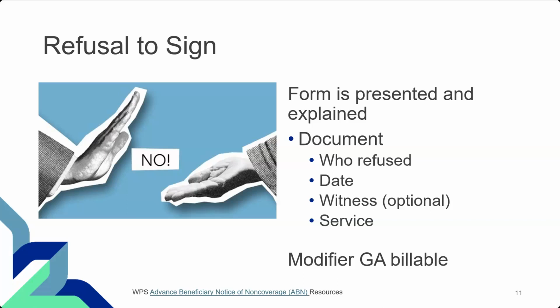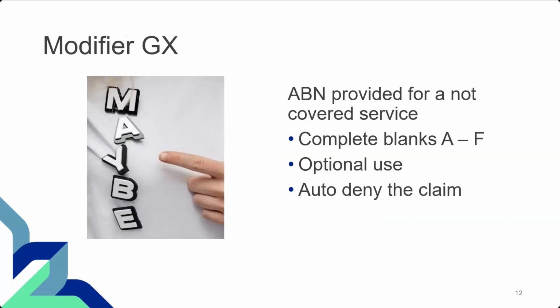If you do have a properly documented refusal, you still will use modifier GA. And that was one of the questions. Which modifier do I use? And the answer is GA. It's the same thing. It's called a properly executed advance beneficiary notice of non-coverage. So just like if they sign it and date it, this is also then used. So hopefully I answered that well enough. If not, throw some more questions back into the chat.